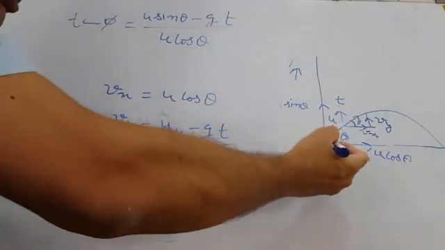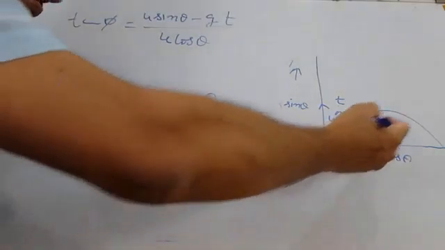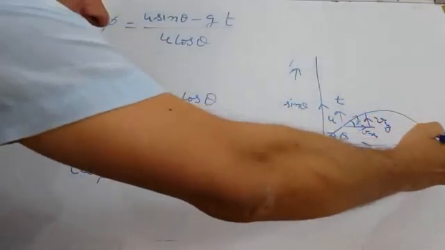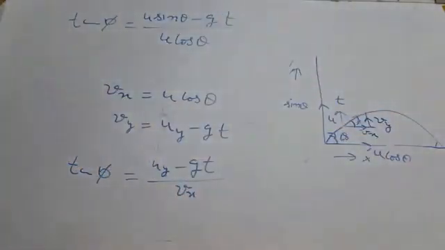And one more thing, it was thrown from this point with velocity u. When it strikes at this point, its velocity will be the same, that is, it will be u again, and this angle will be equal to this angle. Both the angles will be equal and the velocities will also be the same.